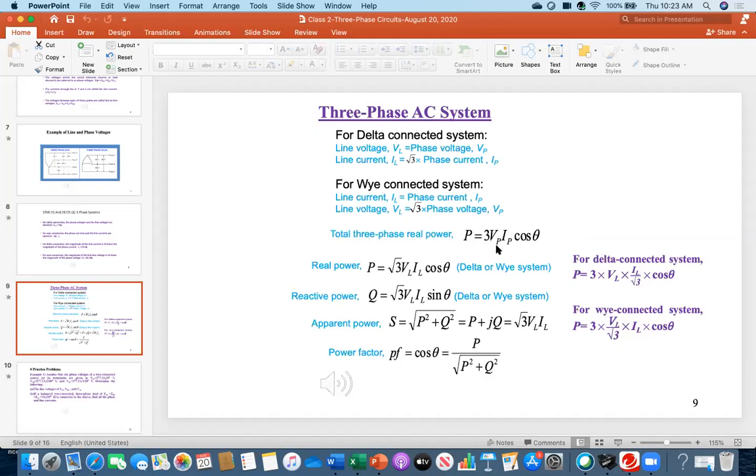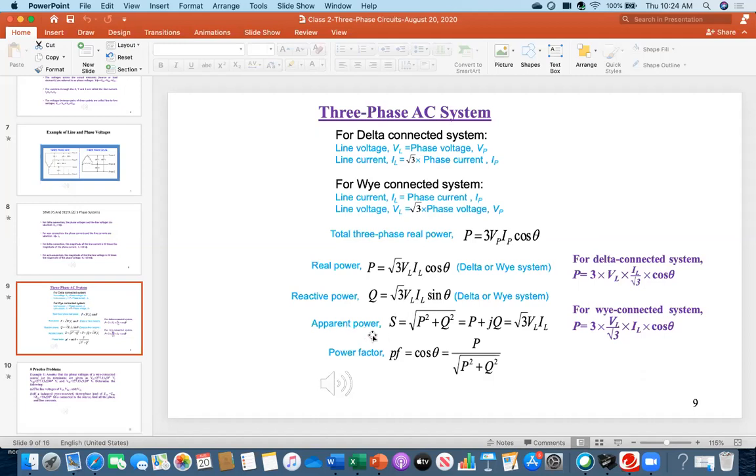If you put 3, then you must use Vp Ip. But as I told you, in real practice every quantity is expressed in terms of line voltage and line current, so please use the root 3 here. Then similarly, the reactive power is VI sine theta. This means 3 Vp Ip sine theta. Because of these conversions, it becomes root 3 VL IL sine theta, and the same equation applies to both delta and Y systems. It does not matter whether it is delta or Y.